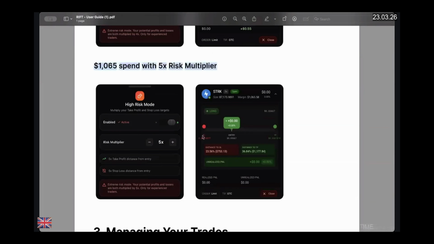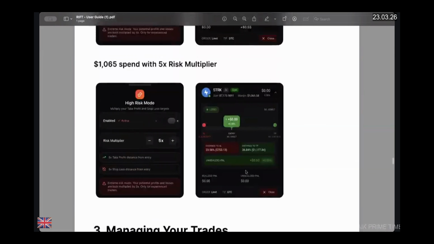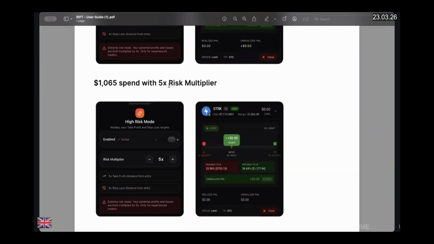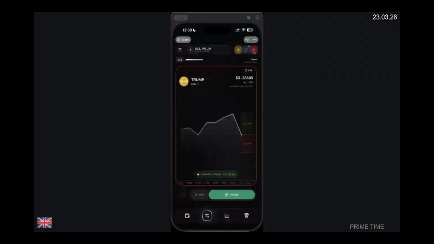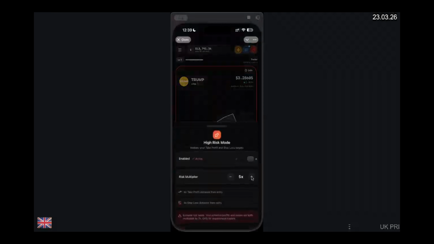$1,065 spent with a 5x risk multiplier gives you a stop loss of $753 and a take profit point of $1,177, more than the capital you are putting at stake with 3x leverage. The team did not design the interface for a 6x risk multiplier, because there is a risk profile up to 6x in our app. So you can see it works up to 6x.